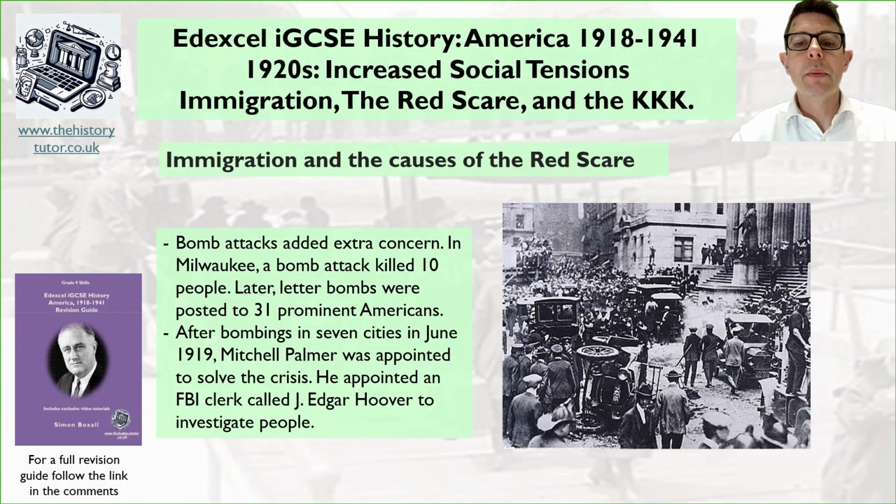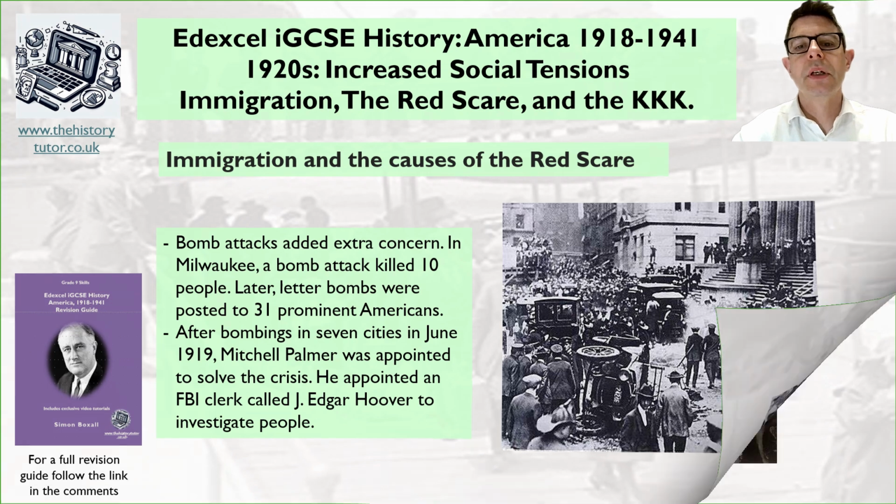In Milwaukee, a bomb attack killed 10 people. Later, letter bombs were posted to 31 prominent Americans. After bombs in 7 cities in June 1919, Mitchell Palmer was appointed to solve the crisis. He appointed an FBI clerk called J. Edgar Hoover to investigate people.